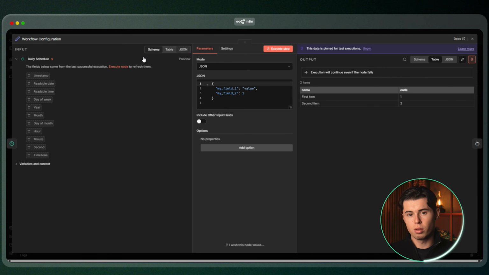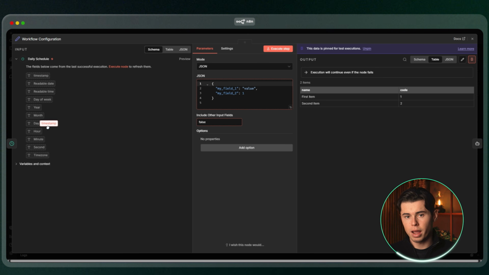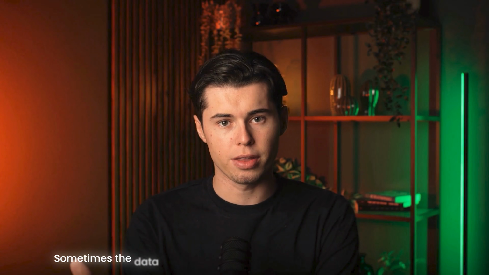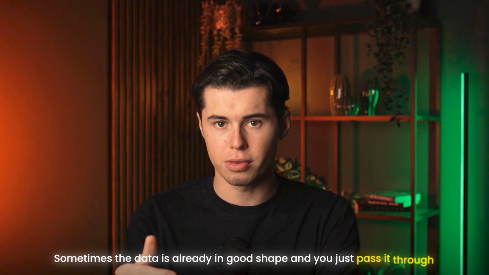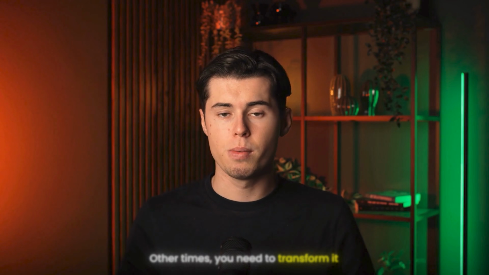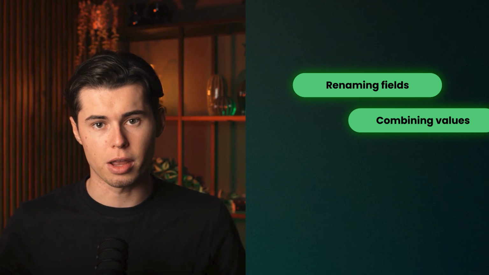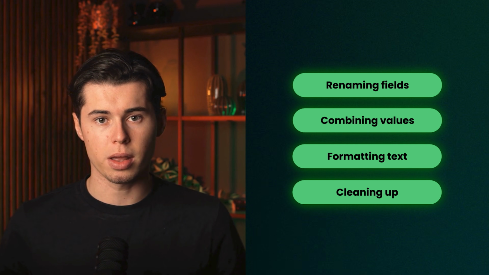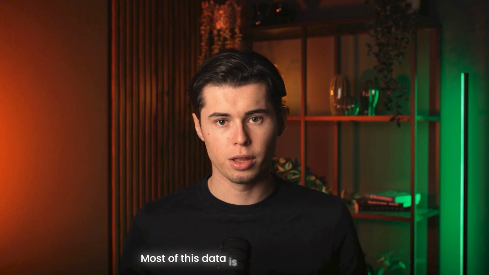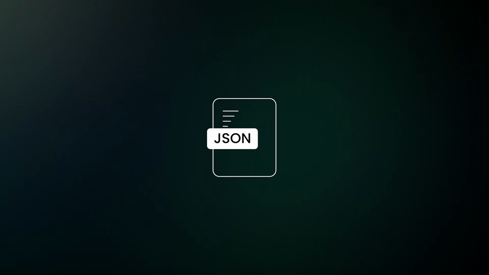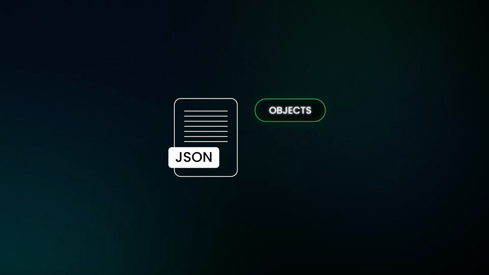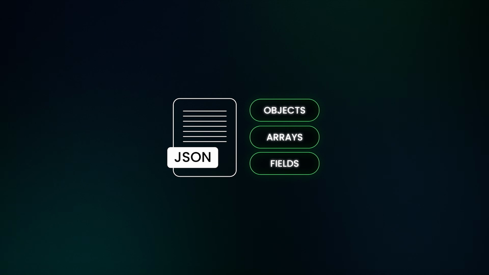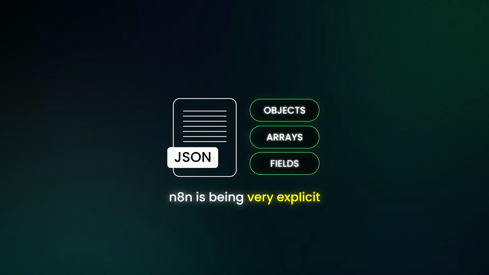As you click around, you'll notice that almost everything is drag and drop. You grab a value from the input panel and drop it into a field. Sometimes the data is already in good shape and you just pass it through. Other times, you need to transform it. That could mean renaming fields, combining values, formatting text, or cleaning things up so the next node understands it. Under the hood, most of this data is represented as JSON. You don't need to be scared of that. JSON is just a structured way to describe information.